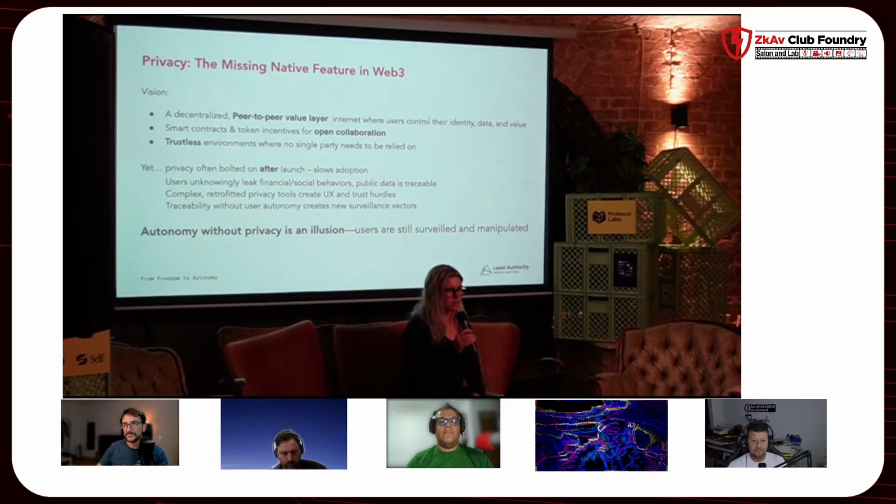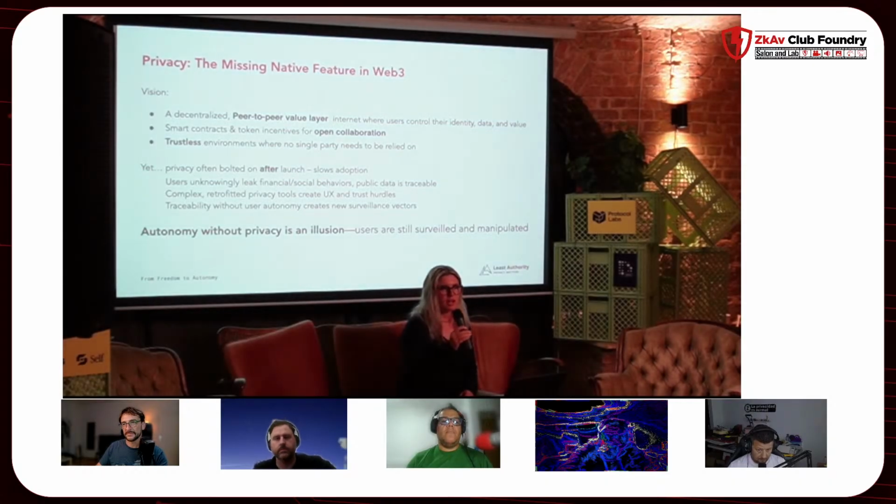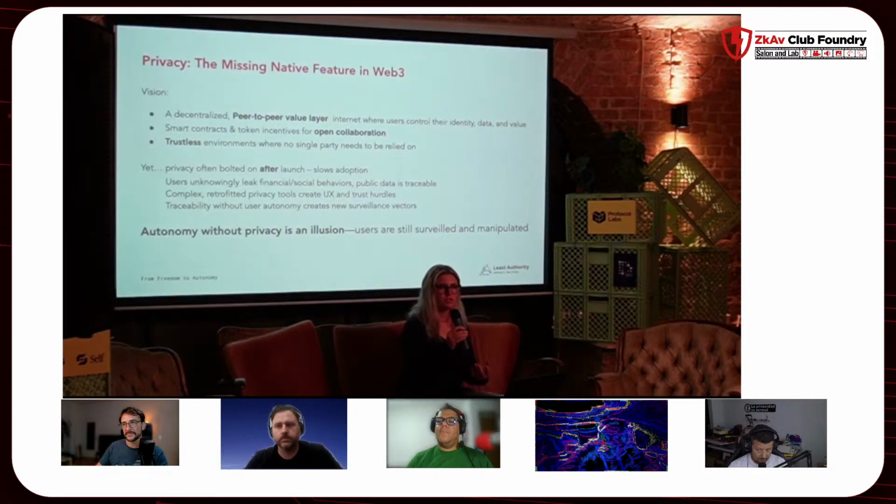And at the moment, it seems like with many of the systems that we've built in Web3, we're just going ahead and saying, okay, we're going to add the privacy features later, but these need to be embedded from the beginning. And autonomy without privacy is an illusion. So we make users think that they have freedom in these systems, but if they're not able to actually control their data and make active choices about what they're doing with their data and their activities within the systems, then they aren't actually autonomous.